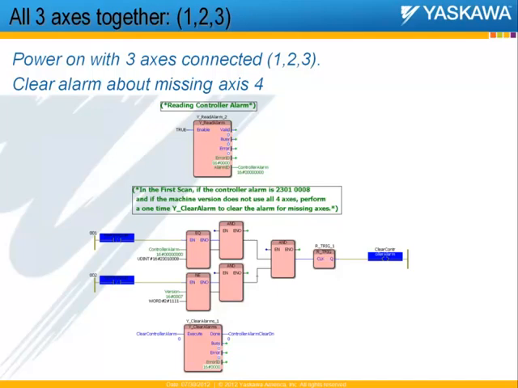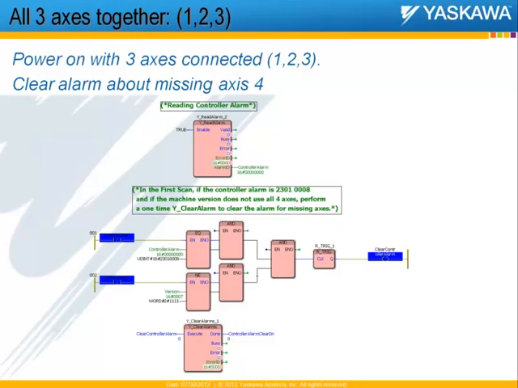Here's an example of some code that can be written to make sure that the startup procedure goes smoothly. We have a read alarm function block that reads the controller alarm at all times. And then in the first scan on power up, if the controller alarm is 23010008, or if the alarm is the Mechatrolink alarm that says it could not communicate with one particular axis, and that particular axis is the axis that was not configured for that particular version of the machine, for example, in this case, the 3-axis version, then we use a one-time clear alarm on power-up to clear that particular alarm.